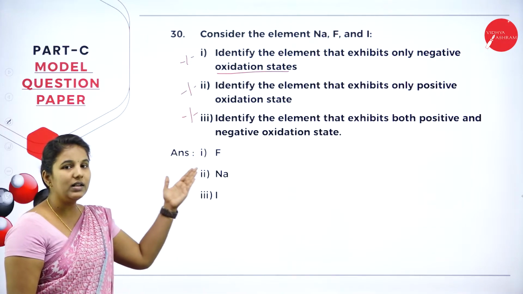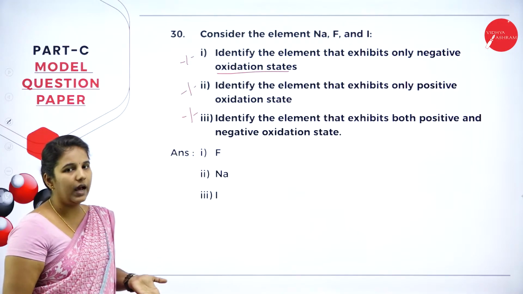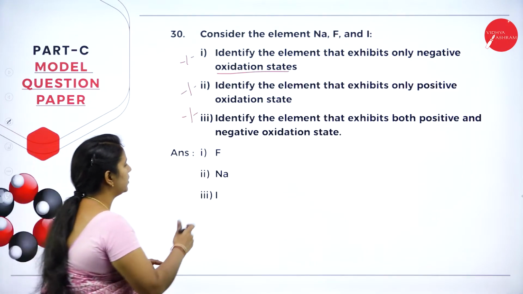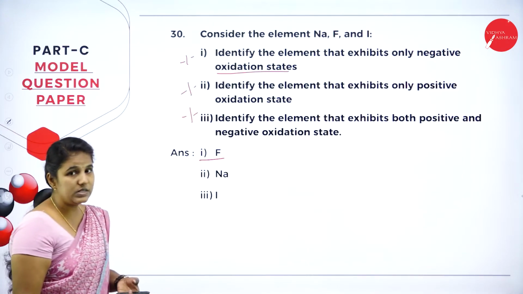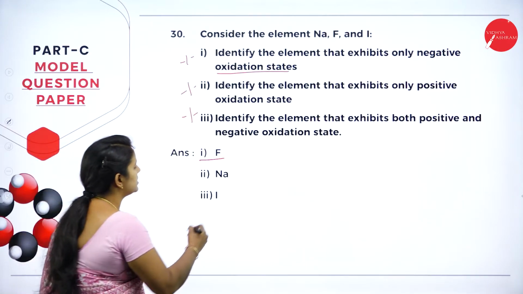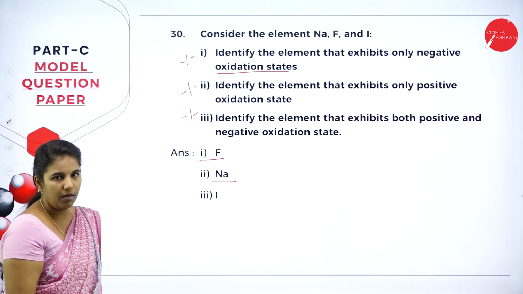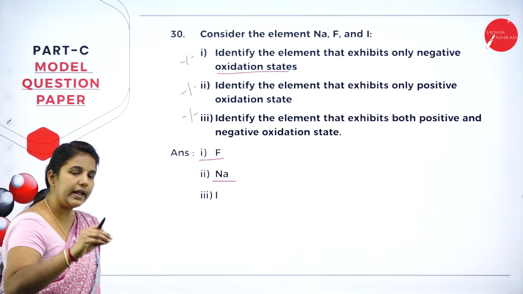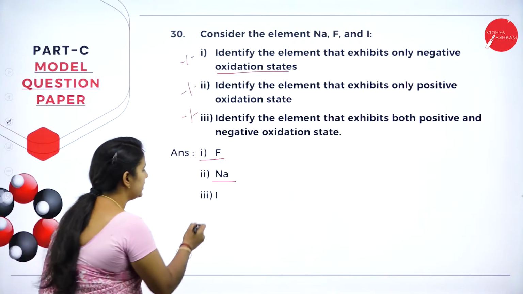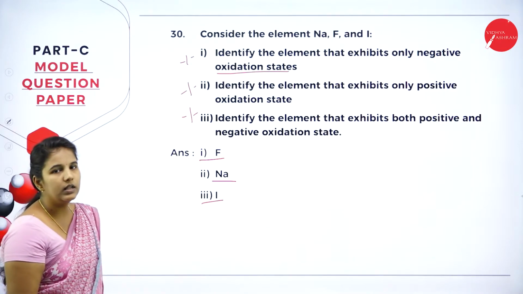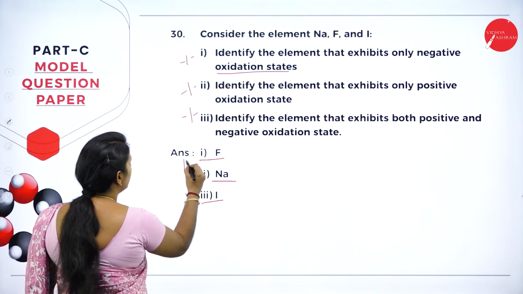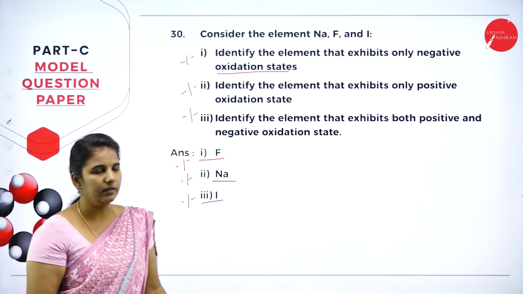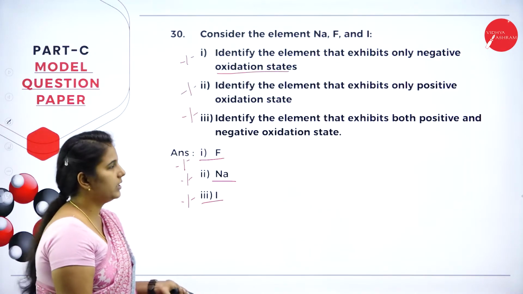So by looking at those elements, you can clearly say that the element which gives a negative oxidation state is nothing but fluorine. The element which gives a positive oxidation state is sodium. The element that shows both negative and positive oxidation state is iodine. So if you write this much, you will get 1 mark. It is one of the easiest questions.